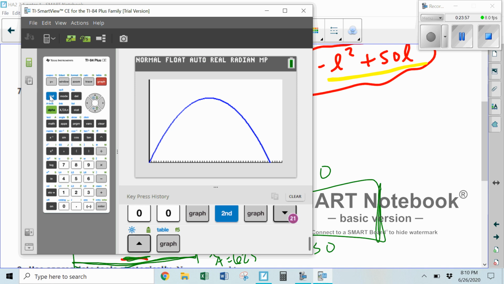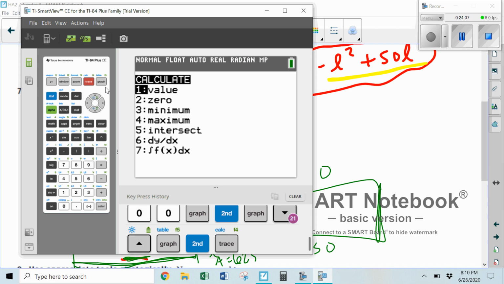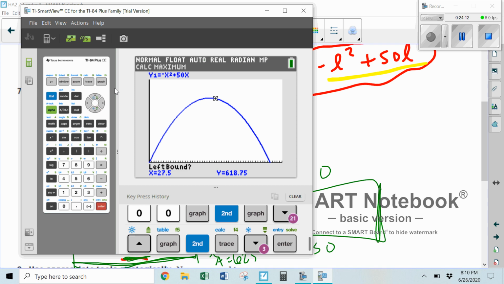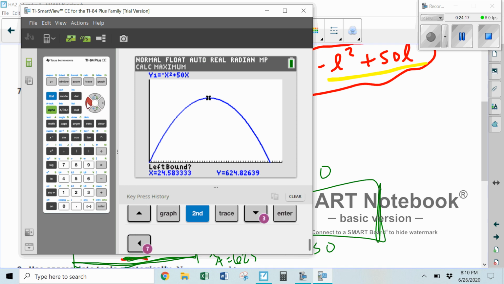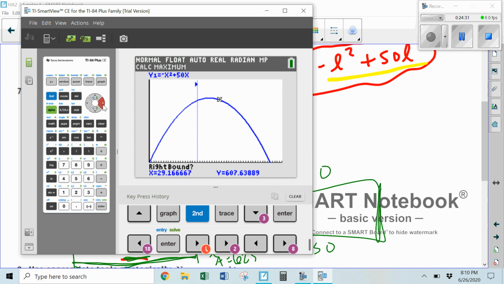Hit second, and then up here above trace it says calc, so calculate. Second is this key, and then calculate. We want to calculate the maximum, so go to maximum, hit enter. It'll say left bound, so I need to arrow over to the left of that highest point. That's far enough. Hit enter. It'll say right bound, so now arrow over. Oh, that's way to the right. Just as long as you're to the right of that highest point. Doesn't really matter how far.